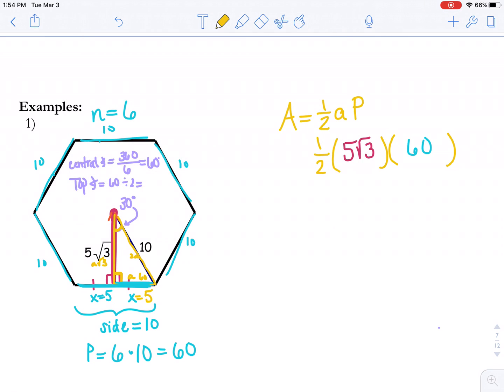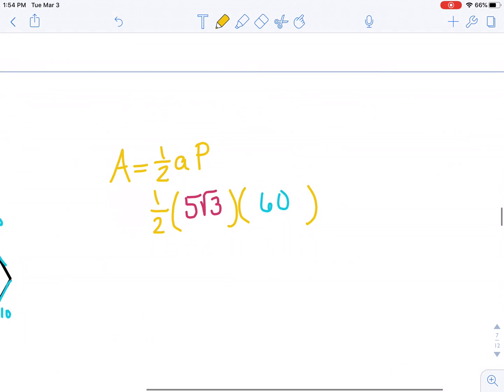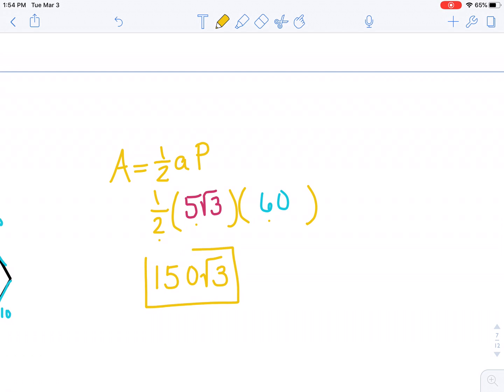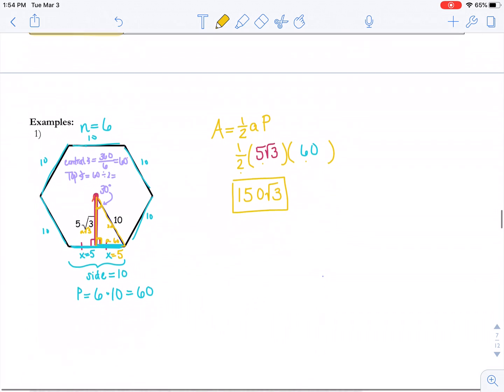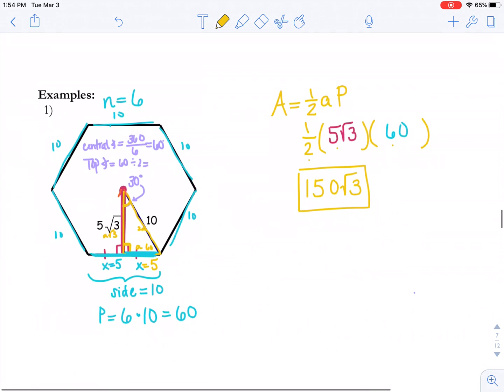And so now we just have to calculate what this looks like. Notice we haven't used our calculator at all yet. Now we're just going to multiply through. 1/2 times 60 is 30. 30 times 5 is 150 root 3. There are no units in our problem, so I don't need units in my answer. And so using 1/2 apothem times perimeter, we were able to come up with the area of this regular hexagon.